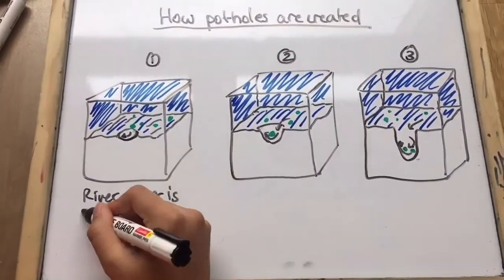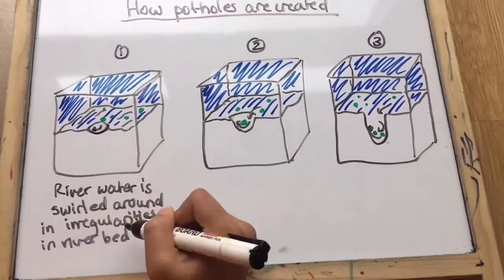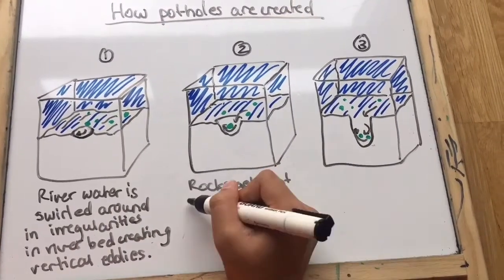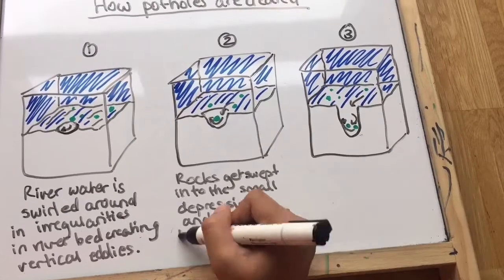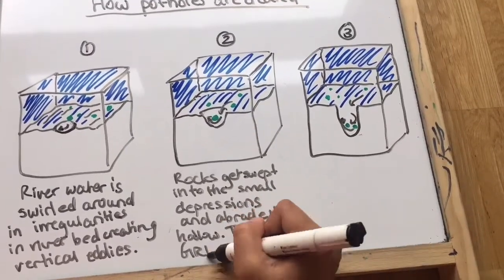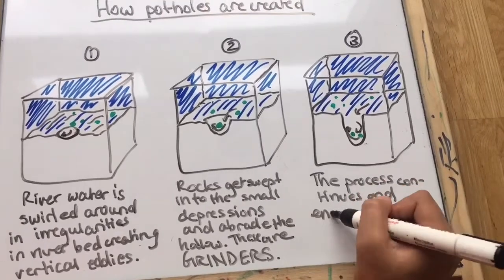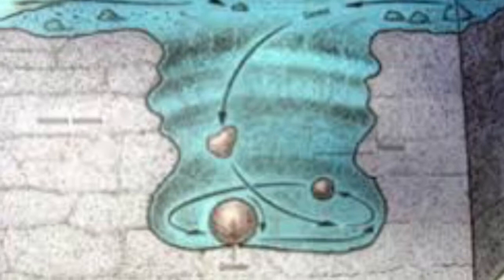Now we're going to discuss pothole formations, which are most commonly found along the riverbed. The river water is swirled around in irregular motions that create vertical eddies. Rocks get swept into the small depressions and abrade the hollow. These rocks are called grinders. Over time, the process continues and deepens and enlarges each pothole.